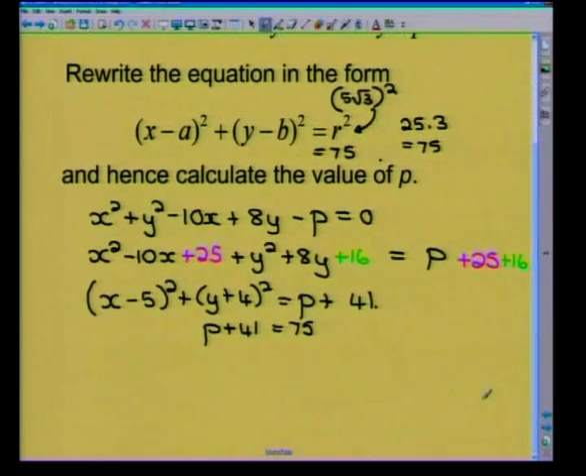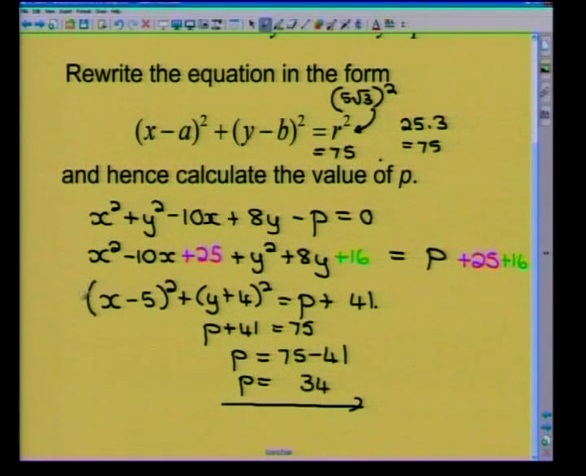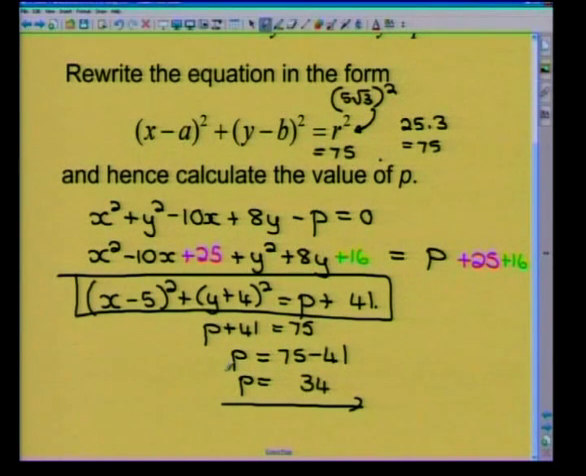So let's page down, and now it's easy enough to solve. So p is equal to 75 minus 41, and if we subtract that, we're going to get 34. And so we have our p-value, and we have it written in the correct form, which were the two parts of the question. That's a good idea to put it in a block so it makes it a bit more distinguished between the various questions. Right, so that was relatively easy, and it's quite interesting.